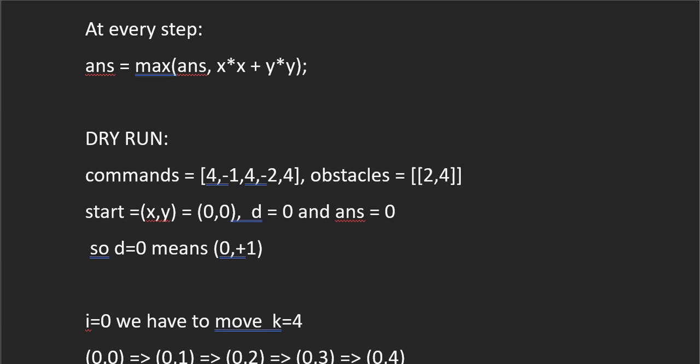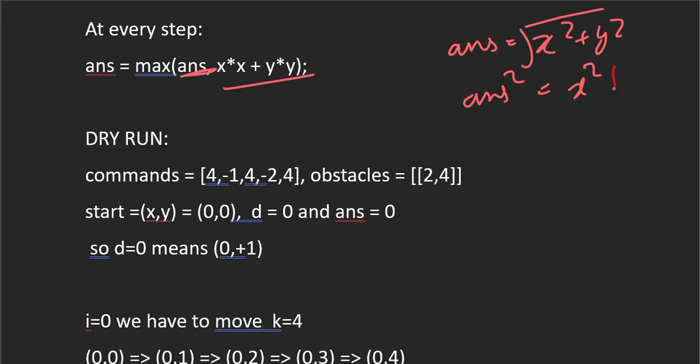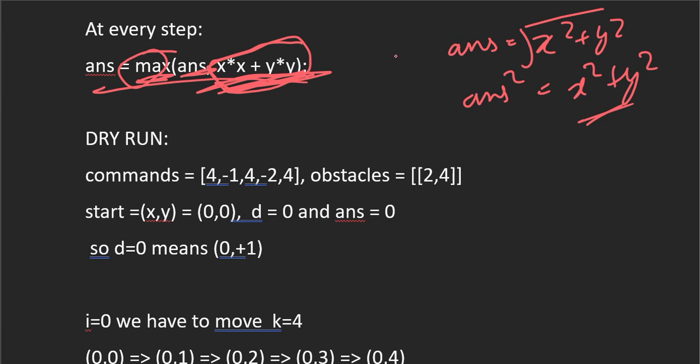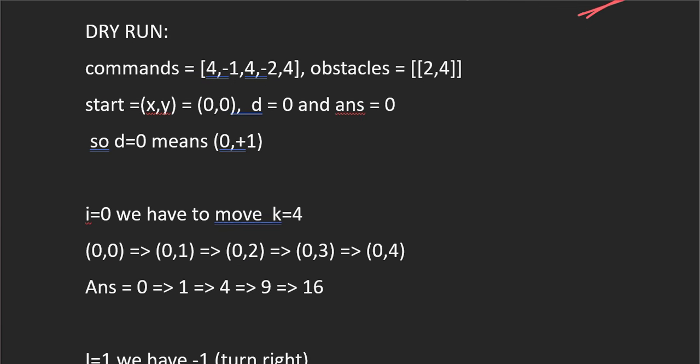And at every step we calculate our answer, like what is the distance at that point. The distance at that point is under root x square plus y square, but we have to find the squared value. So we calculate x square plus y square and then compare that value with our current answer. Because at the end we need the maximum of the whole, that's why we update the answer at each and every point. So let's try to run it.